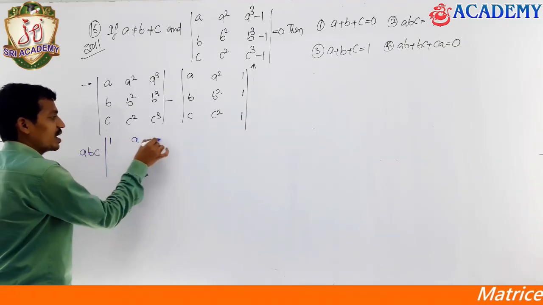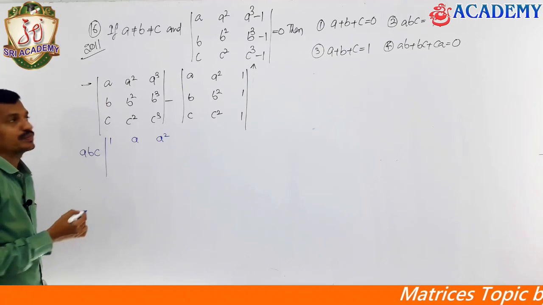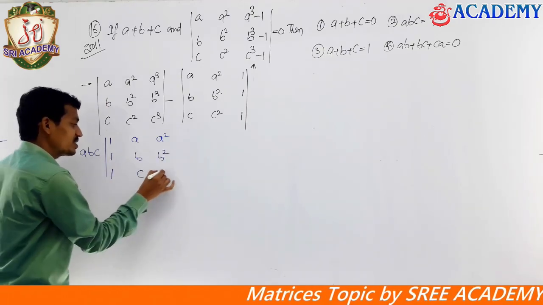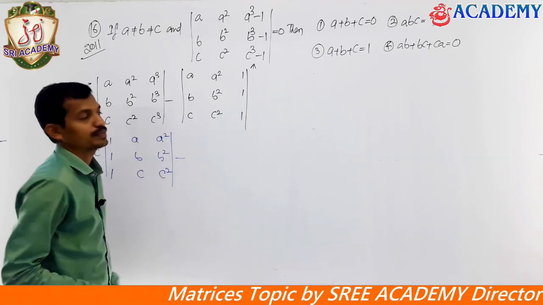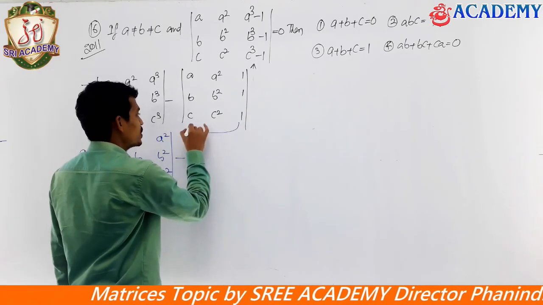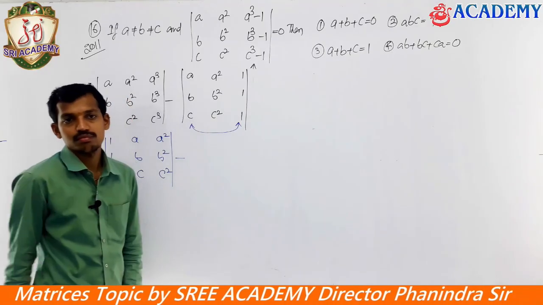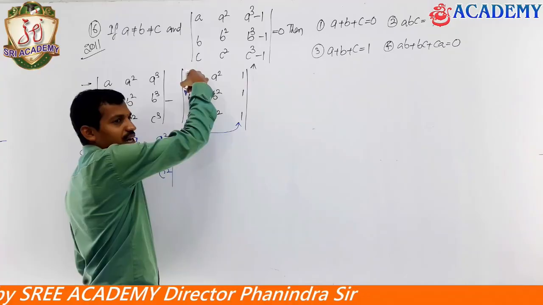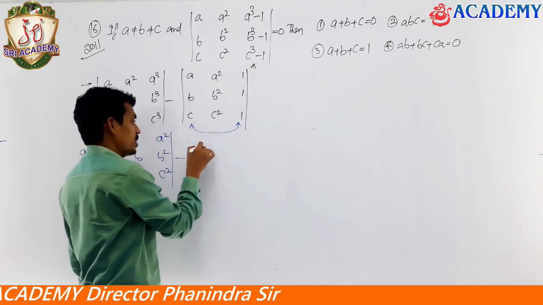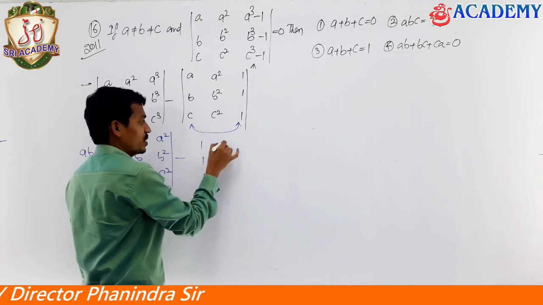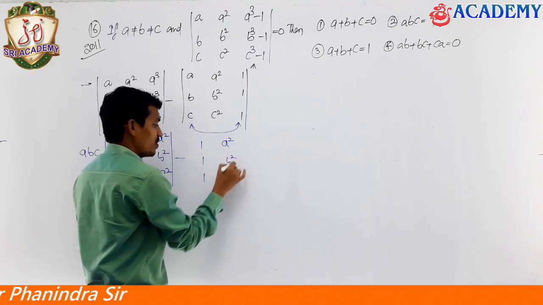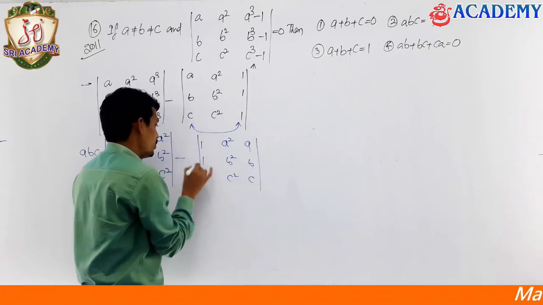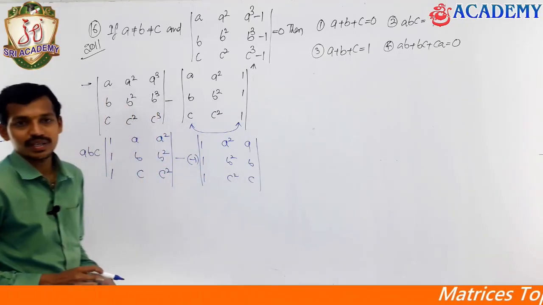1, A square you will get here, 1, B square you will get, 1, C square you will get, minus. If I interchange these 2 rows, then 1 1 1, A square, B square, C square, A B C. This matrix is going to be multiplied with minus.